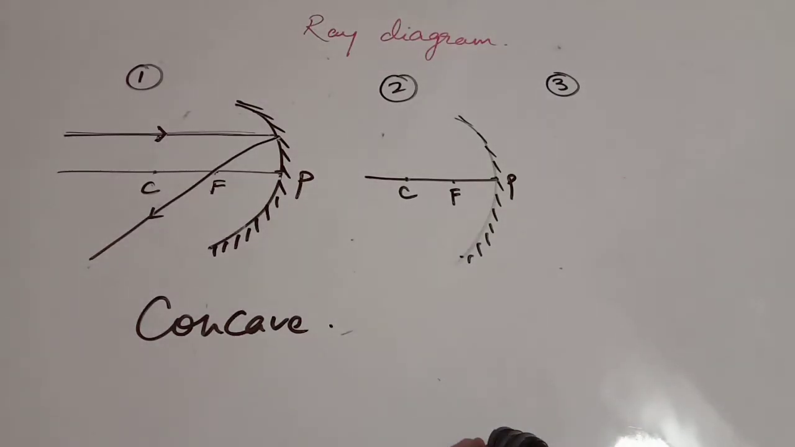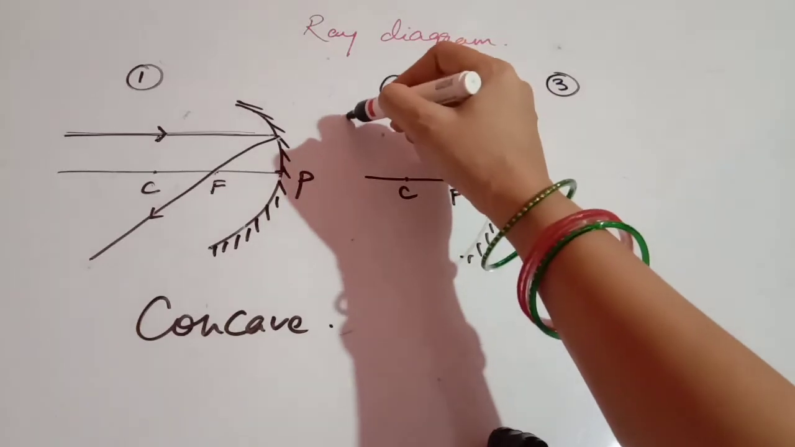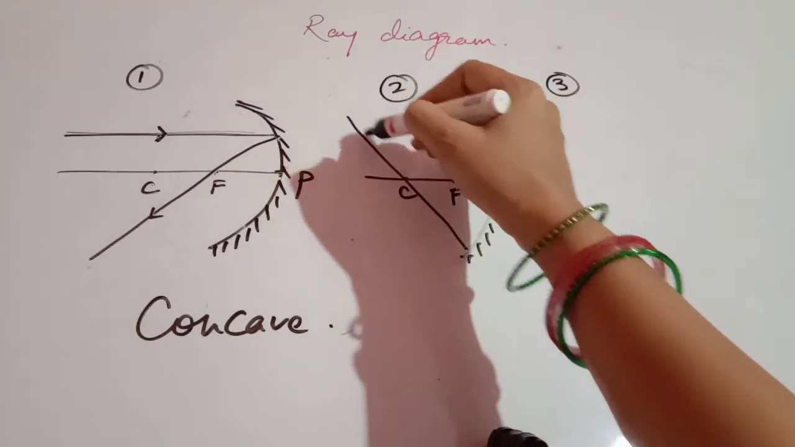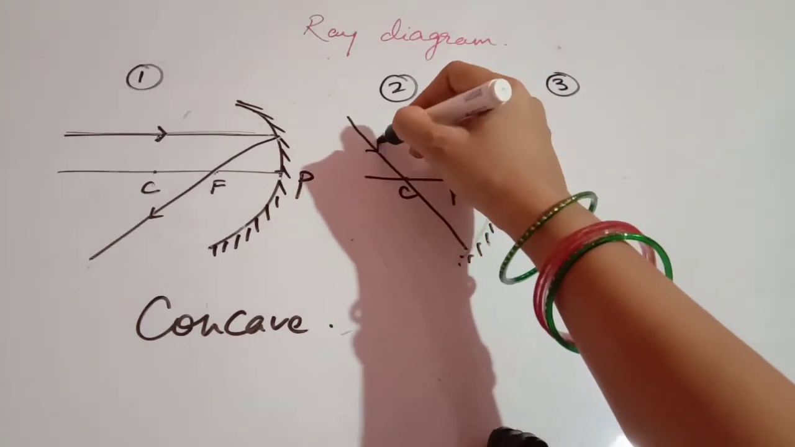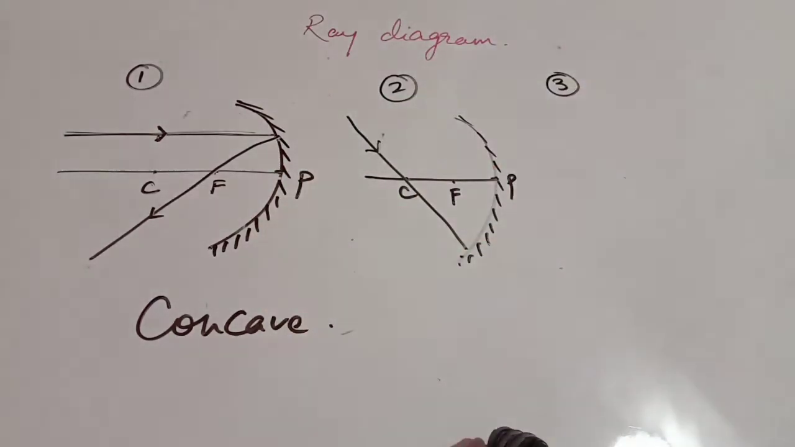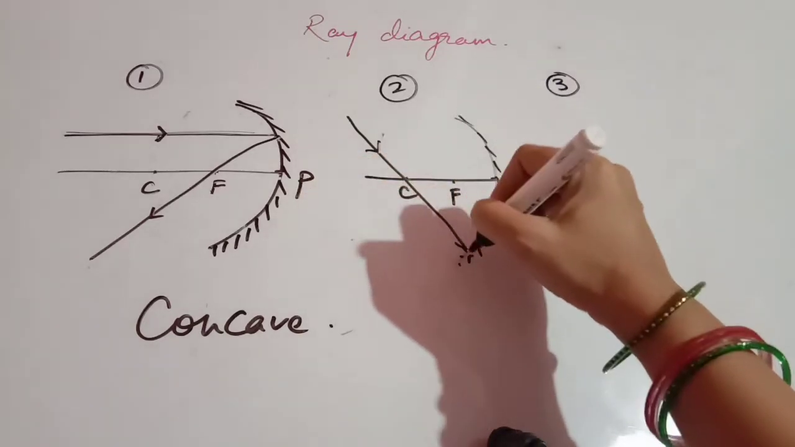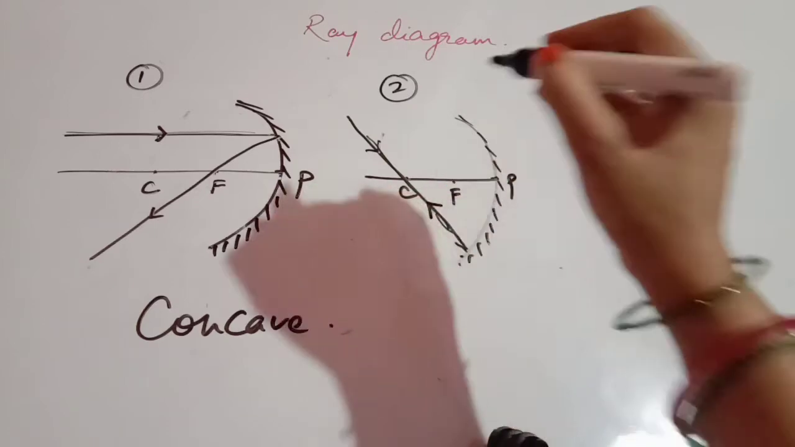If the incident ray is passing through the center of curvature, okay, incident ray passing through the center of curvature, in this case what happened? Again it reflects back from the same position, meaning the reflected ray also will pass through the center of curvature, it follows the same path. So this is the second rule.